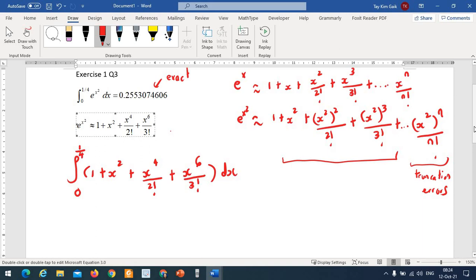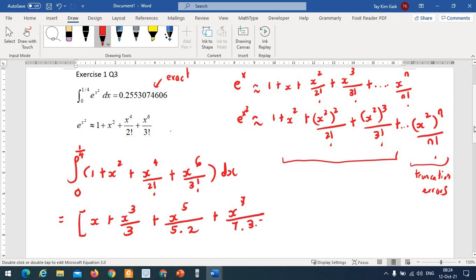And then now you just integrate term by term. So integrate 1 will be x, integrate x squared, you have x cubed divided by 3. x power 4, you have x power 5 divided by 5, and you divide by 2 factorial, which is 2. And then integrate x power 6, you have x power 7 divided by 7. 3 factorial is actually 3 times 2. Substitute the limit from 0 to 1 over 4.